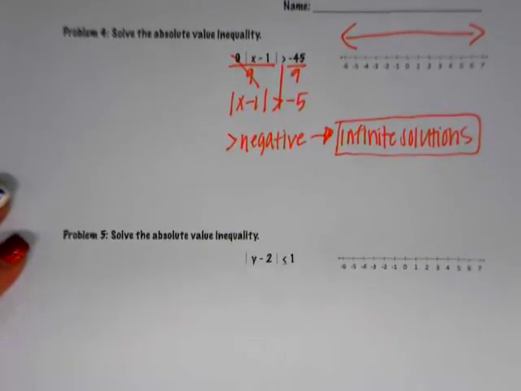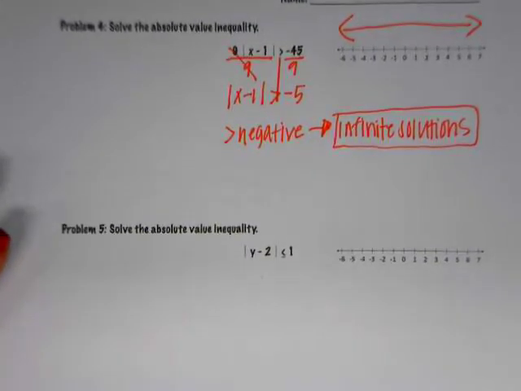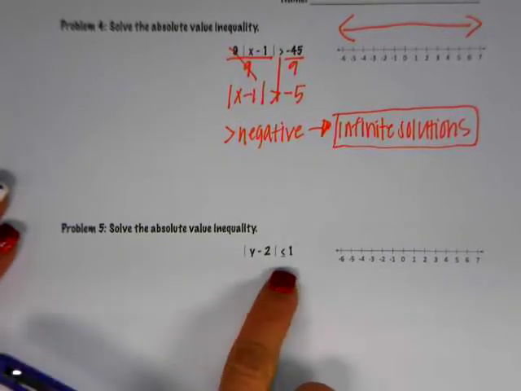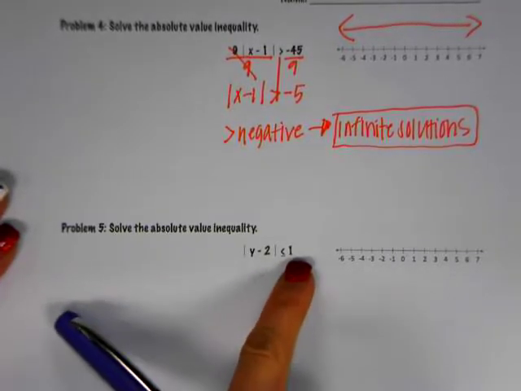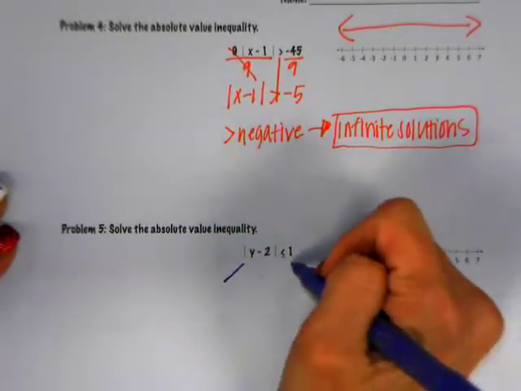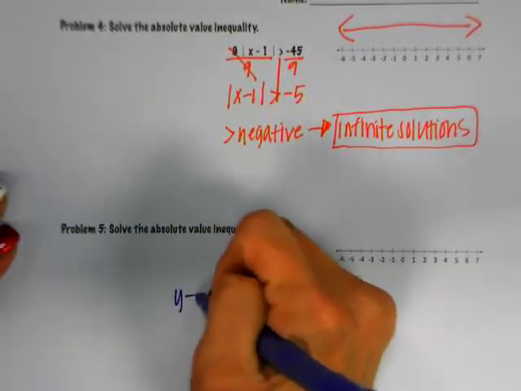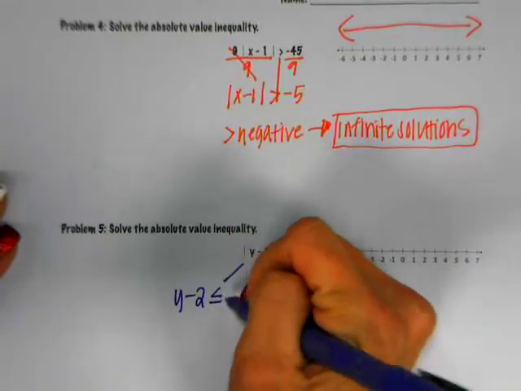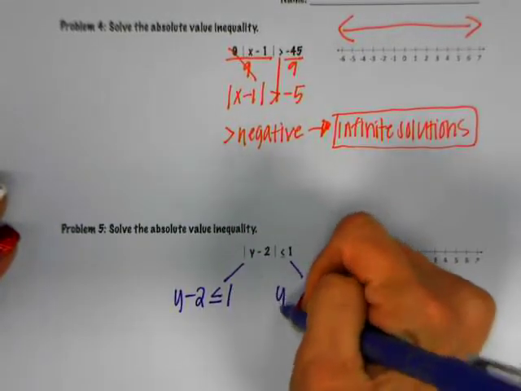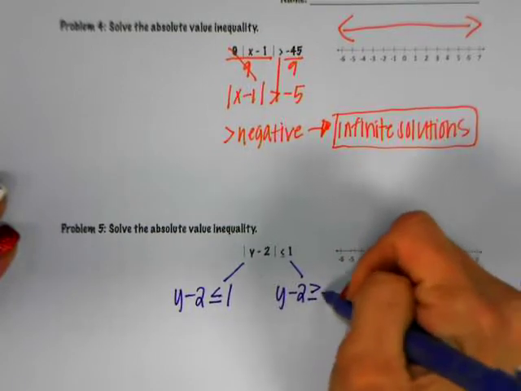All right, problem 5 is the absolute value by itself. Yep. Do I have 0 or a negative on that side? Nope, so let's solve it. So you have y minus 2 is less than or equal to 1. Y minus 2 is greater than or equal to negative 1.